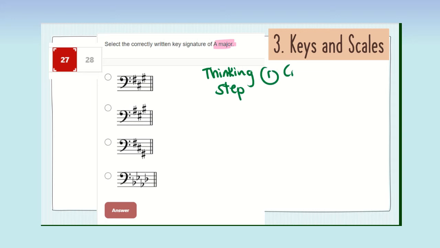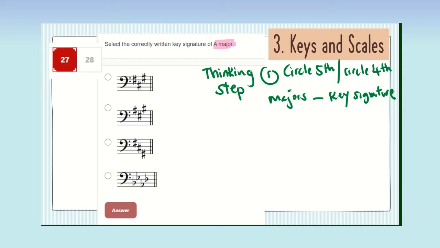So always use your circle of 5th or your circle of 4th to help you to recall what are the majors and what are the key signatures. Okay, draw the circle out. Then the next thinking step will be using your, remember key signature? Use FACE to help you, to check if the sharps or the flats are placed in the correct position.